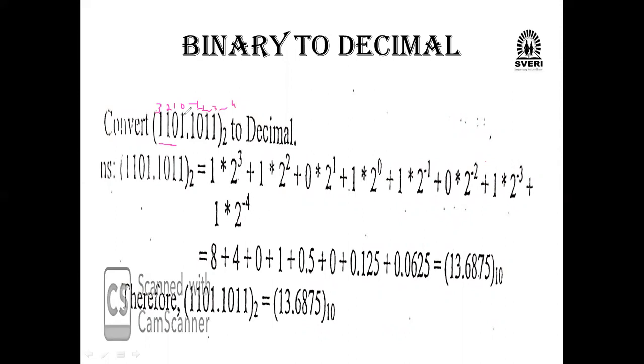So we will start here. 1 into 2 to the power of 3, plus 1 into 2 to the power of 2, plus 0 into 2 to the power of 1, plus 1 into 2 to the power of 0. It is over here.